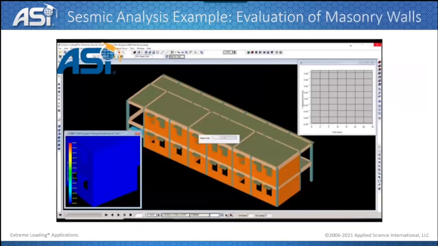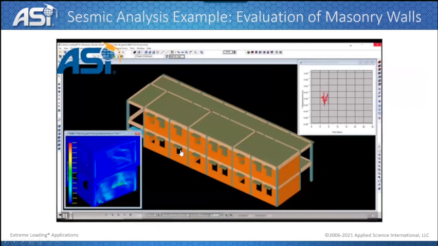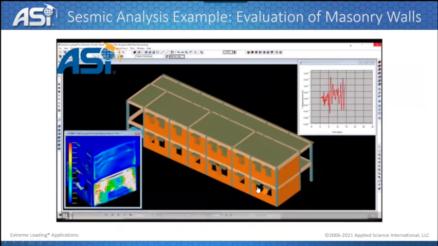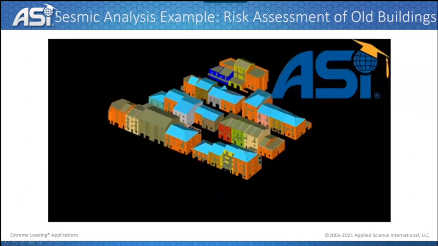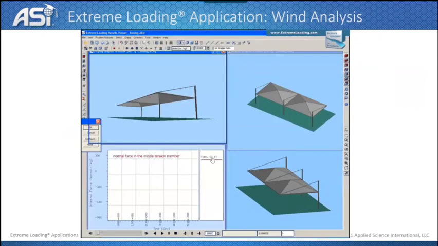Another example shows the effect of having shear walls as masonry walls inside a building. This is a time history analysis, and we see some failures that happened at some locations near the windows. I'm going to skip some examples here for time.